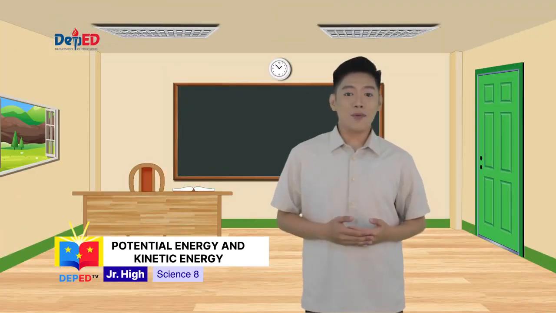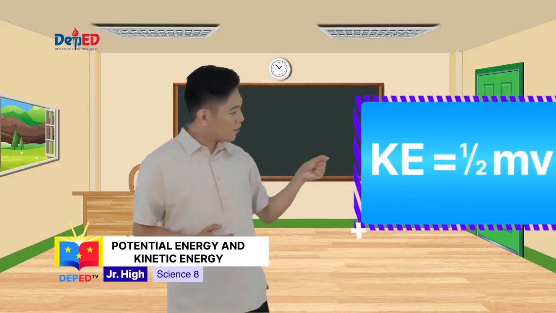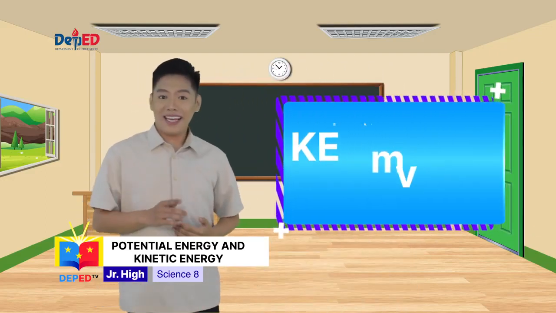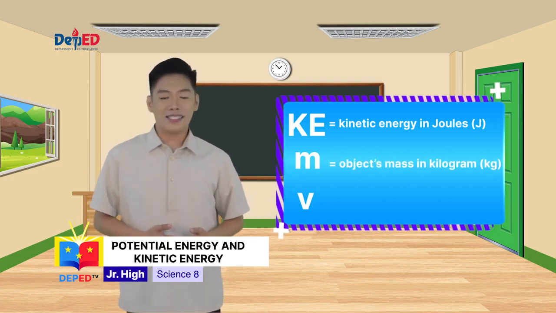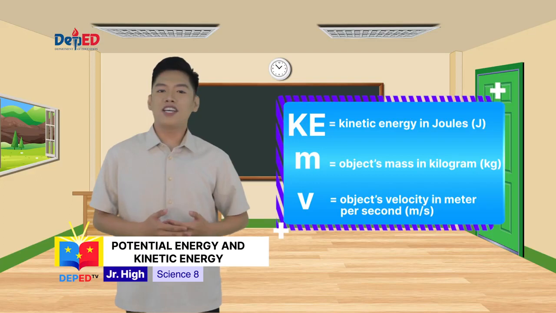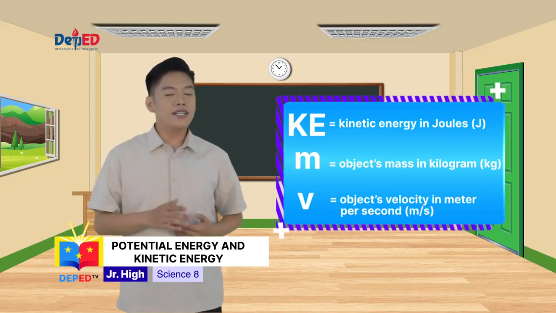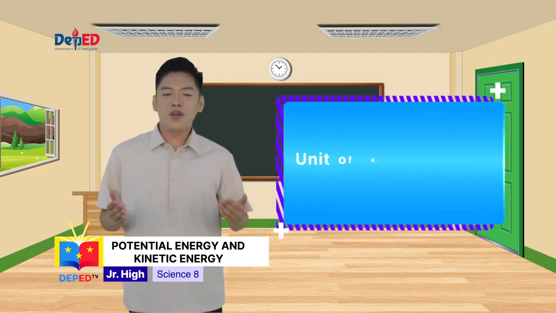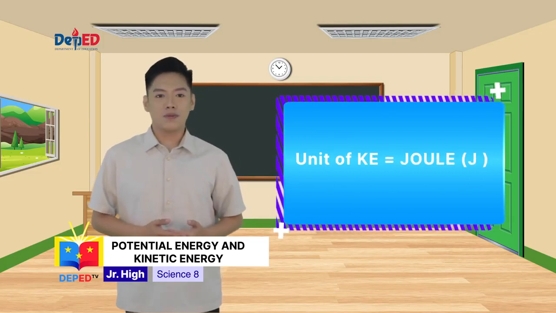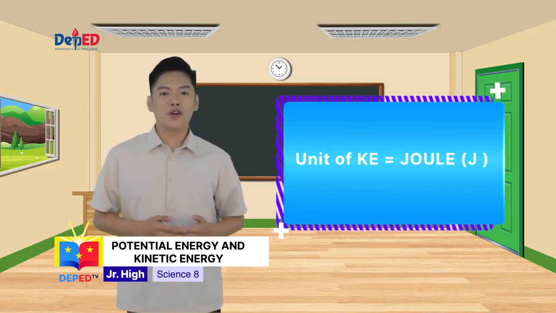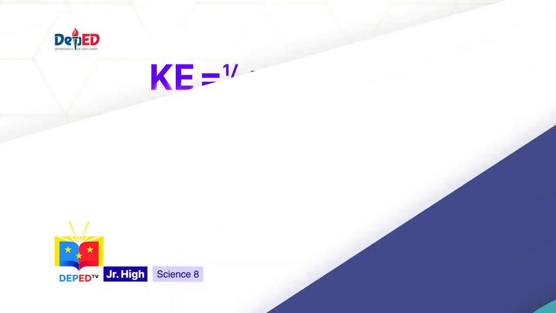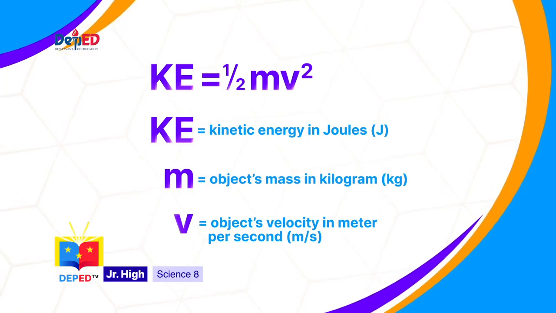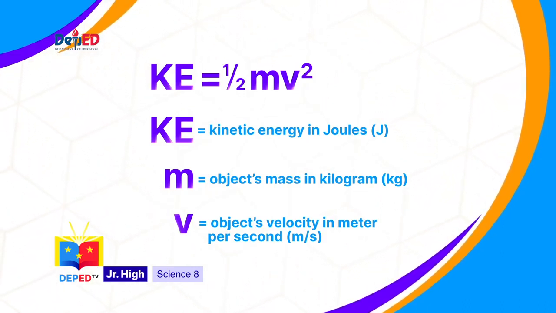Kinetic energy can be computed using this formula, where KE is the kinetic energy in joule, m is the object's mass in kilogram, and v is the object's velocity in meter per second. The unit we use for kinetic energy is joule, same with the unit we use for potential energy and work. From this formula, the kinetic energy of an object depends on its mass and velocity.